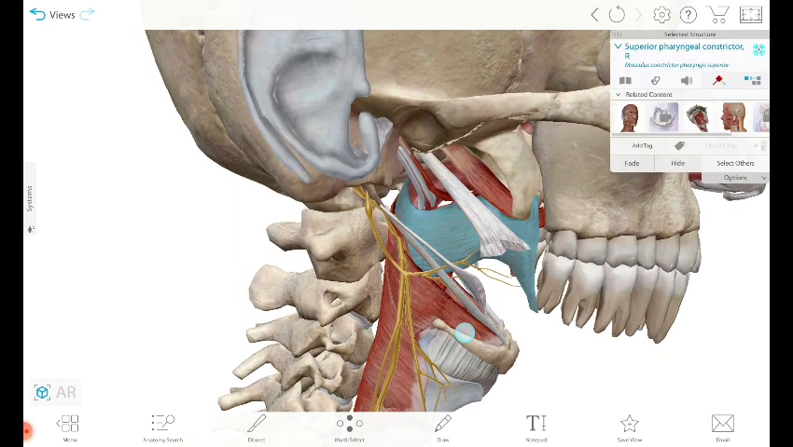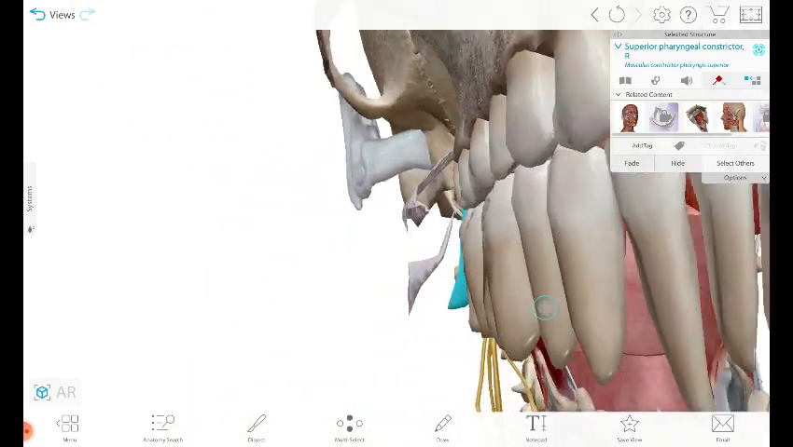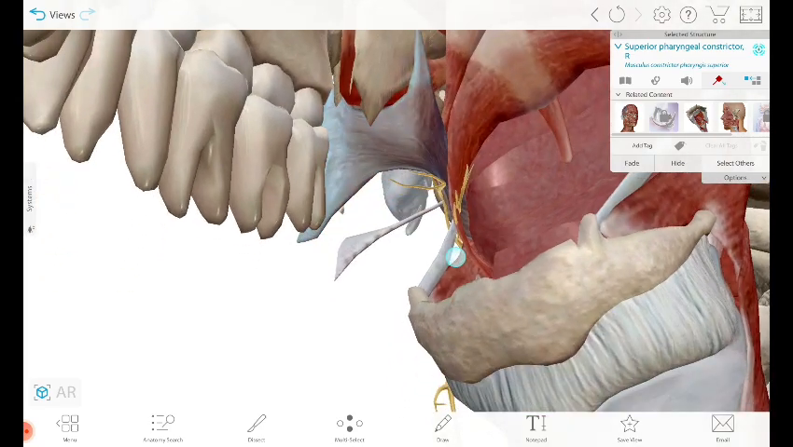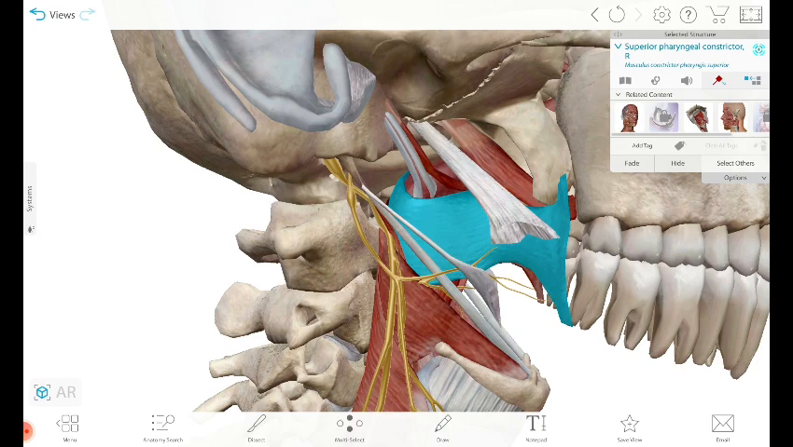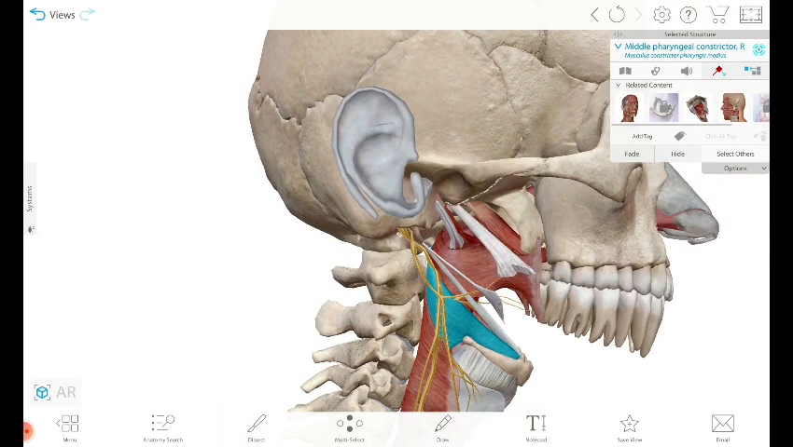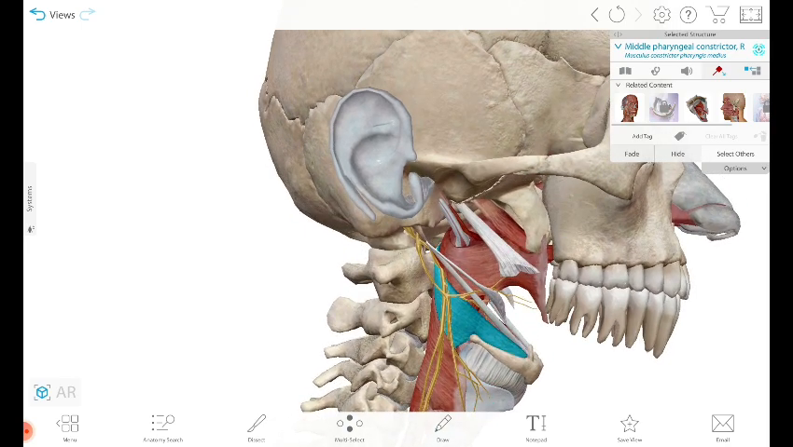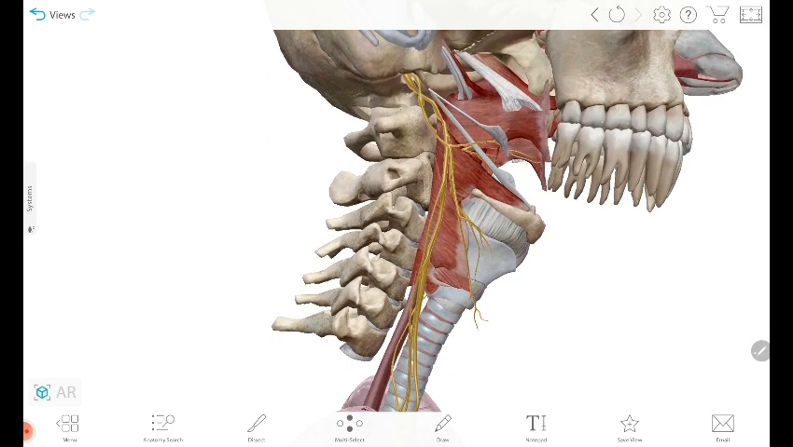So the muscle that you can see over here is the superior pharyngeal constrictor muscle. So this here is the superior constrictor muscle. The muscle that you can see beneath, which is overlapping the superior constrictor, is the middle constrictor muscle, and you can see that it is attached to the hyoid bone. So this is the middle constrictor, and it is attached to the hyoid bone. And below the middle constrictor, we have the inferior constrictor.